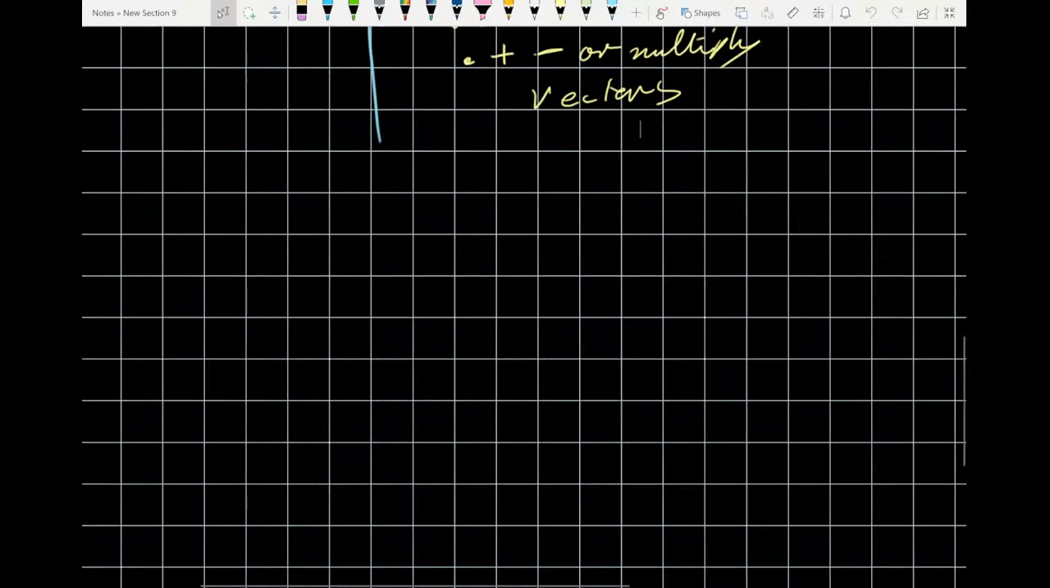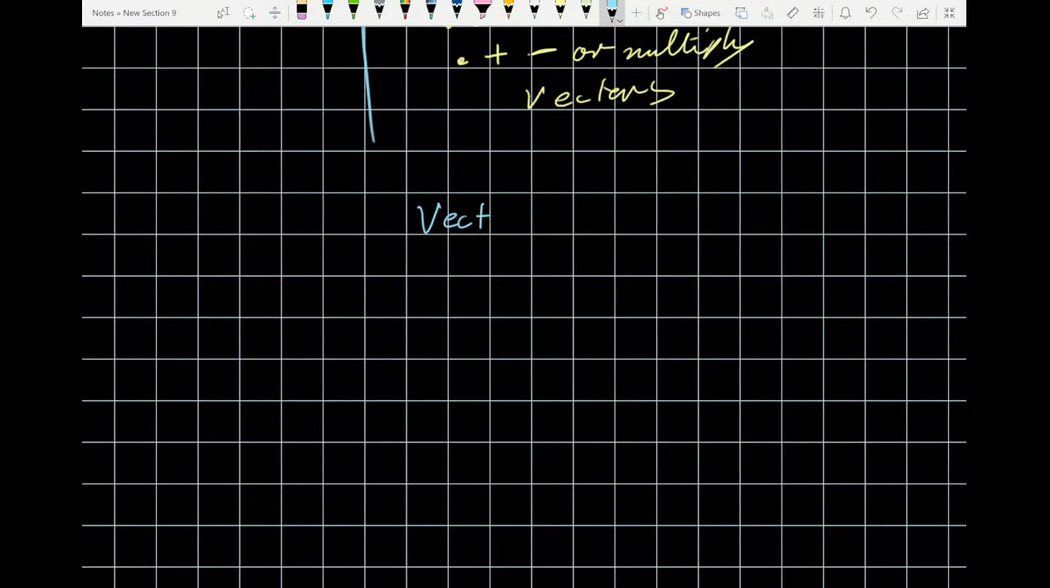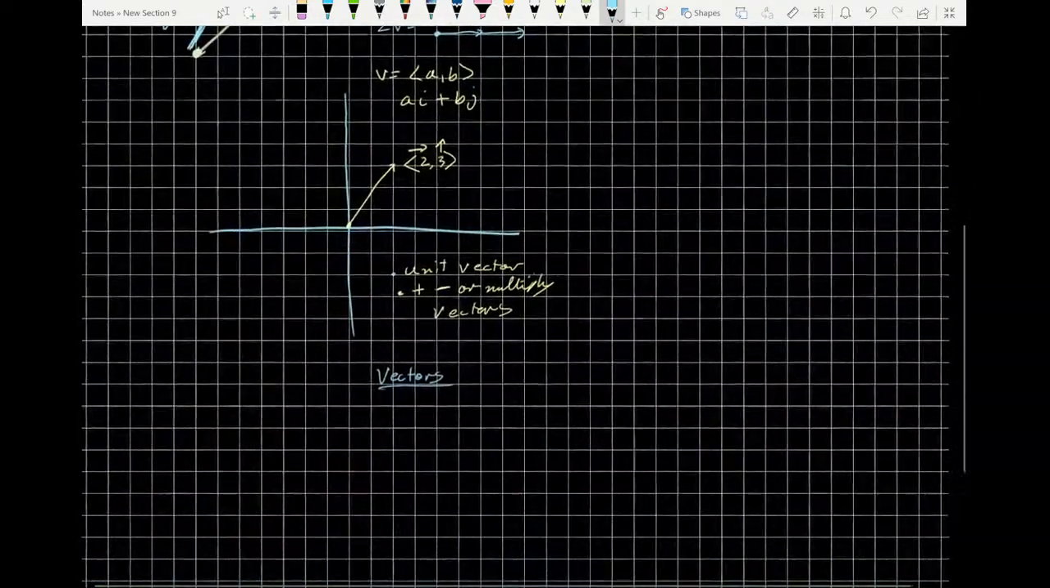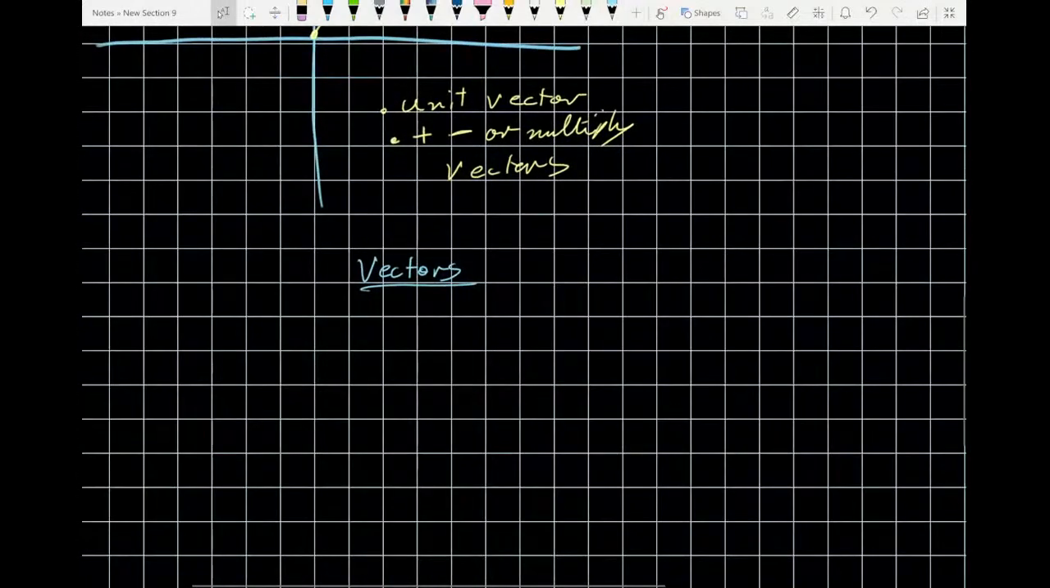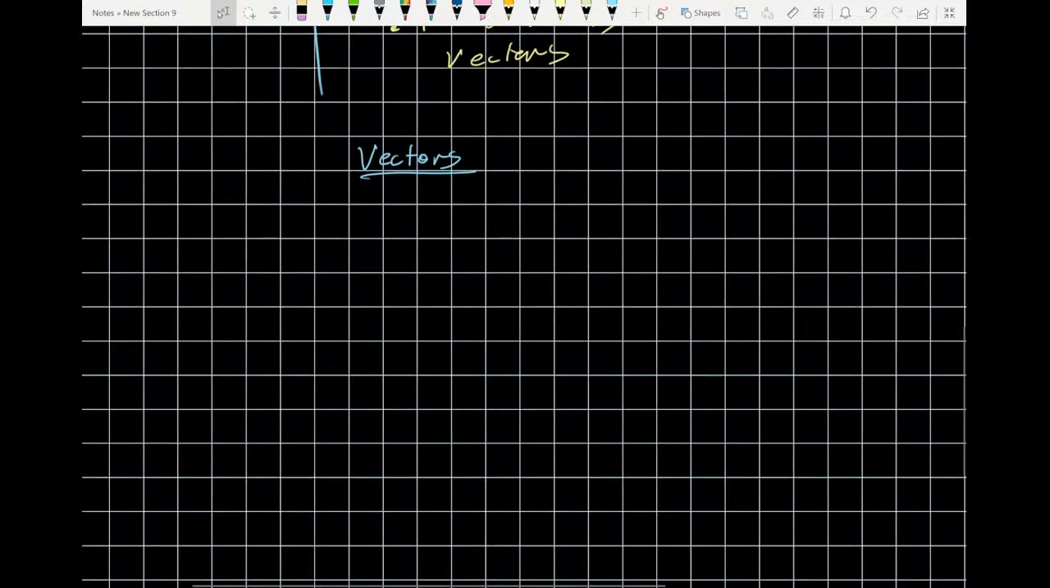Continue the vectors. Last time we looked at it geometrically, what happens when you add vectors. Now let's look at it algebraically. Let's say we have this vector u. It's 2i minus 3j. And then v is, let's say, 5i plus 2j.